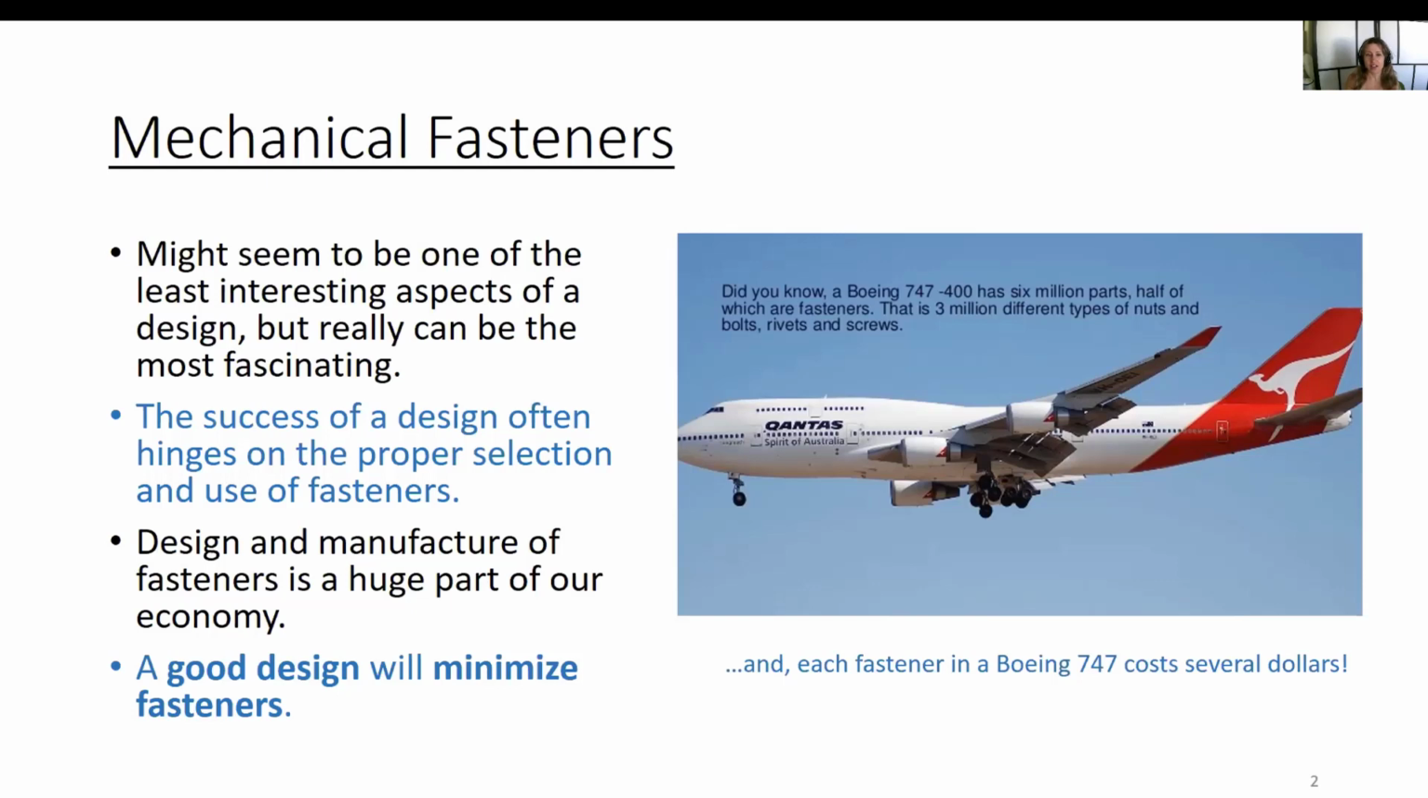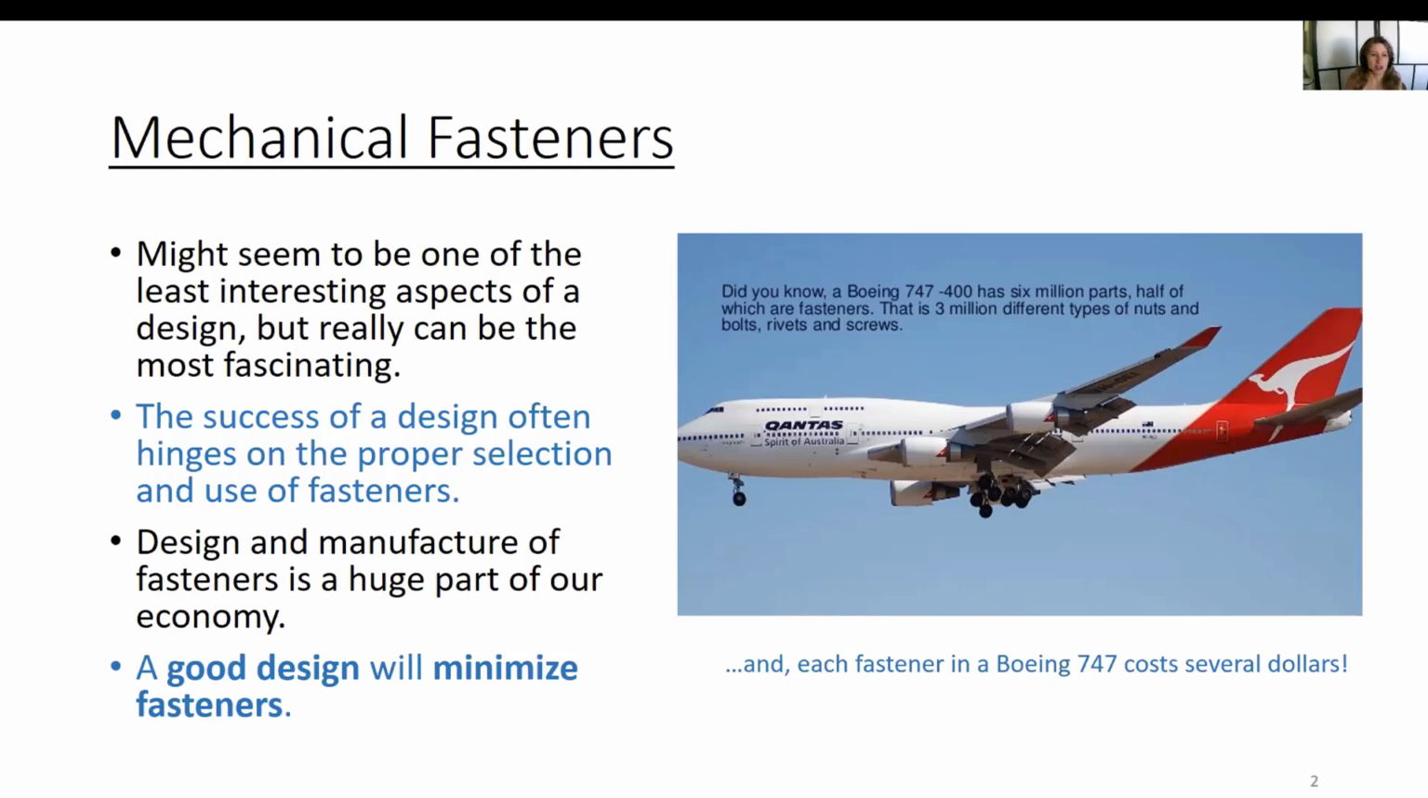Mechanical fasteners at first glance might seem to be one of the least interesting aspects of a design, something we often overlook, but in reality, they can be one of the most fascinating aspects of a design. You could presumably spend your entire career specializing in fastening methods. The success of a design often hinges on the proper selection and use of fasteners, and we'll talk a lot about that in this video.